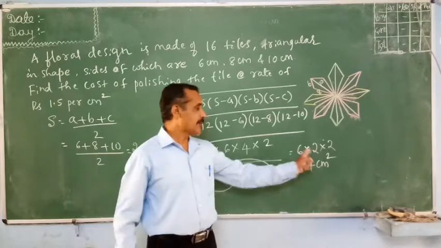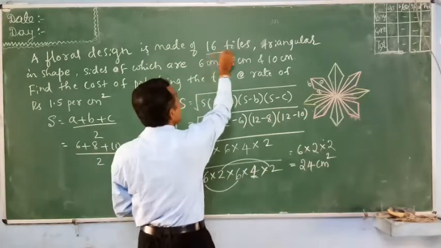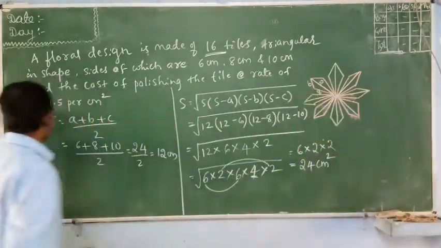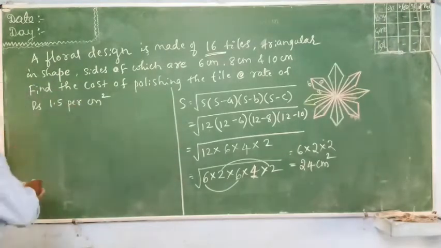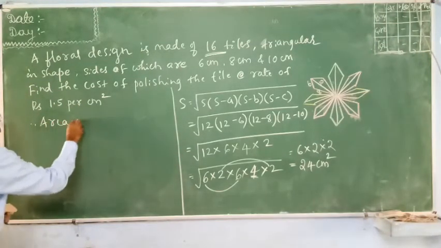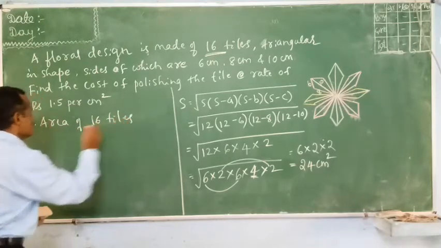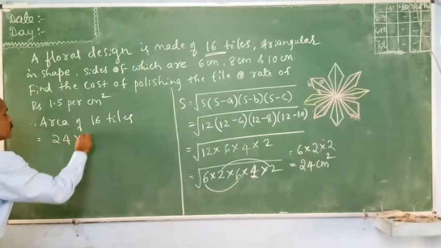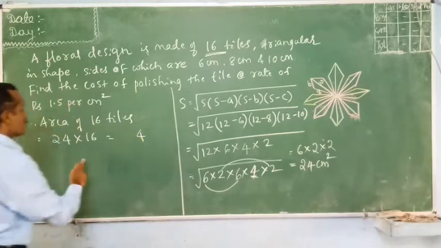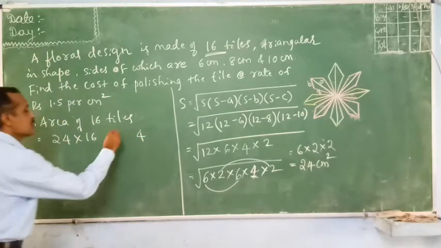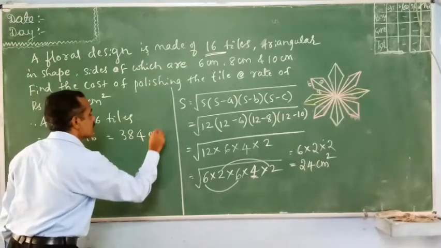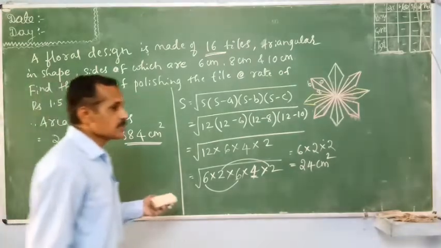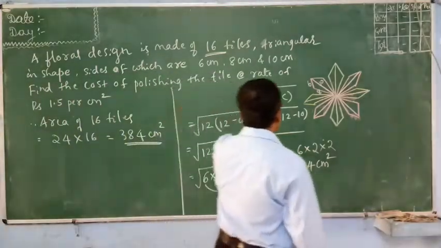One triangular tile area you got, and it is told that such 16 tiles are there. Therefore, area of 16 tiles is equal to 1 tile, 24, into 16. 16 4s are 64, carry 6. 16 2s are 32 plus 6, 38. 384 centimeter square is the answer, the area of 16 tiles.